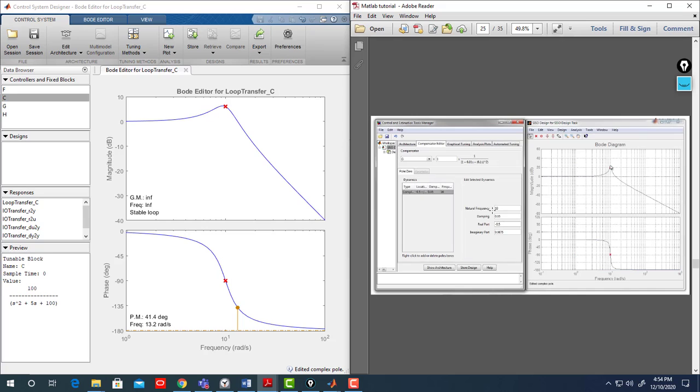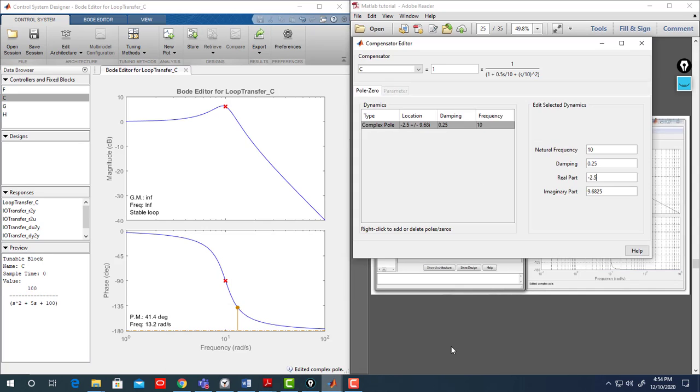And let's see how this will help. It was at 10, they put it at 1. And this is the natural frequency at 10. If I put it at 1, what will happen in this case? And you look at your system, how it looks now.